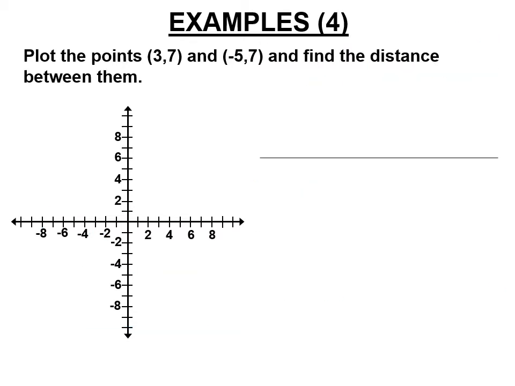Okay, plot the points 3, 7, and -5, 7, and find the distance between them. So now you have to do it without me even drawing them for you. 3, 7 would be there. -5, 7 would be there. And then we want to know the distance between them. Oops, 7, so this should be opposite 7 here. There we go. -5, 7.